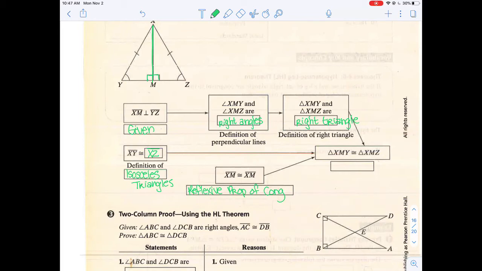So, using those facts, we know that each triangle is a right triangle. We know XM is congruent to XM, so that would be a leg of each triangle. We know the hypotenuse of each right triangle is congruent to each other, so triangle XMY is congruent to triangle XMZ by the hypotenuse leg theorem.